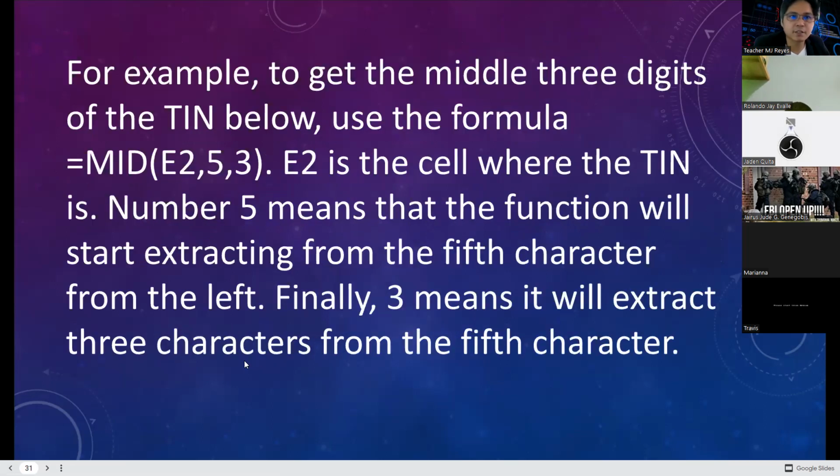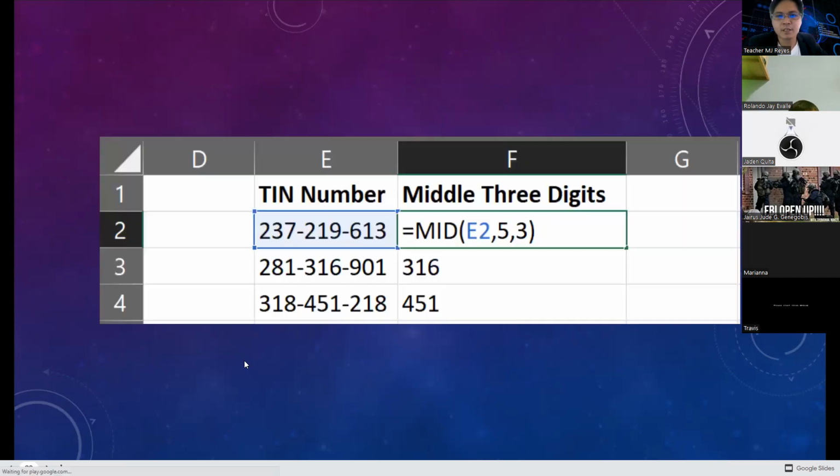Just take a look at this one. For example, to get the middle 3 digits of your TIN, or tax identification number, use the formula MID E2, 5, 3. E2 is the cell where the TIN number is, 5 means the function will start extracting from the 5th character, from the left, and finally, 3 means it will extract 3 characters from the 5th character. Not sure what it means? Okay, take a look at this one.